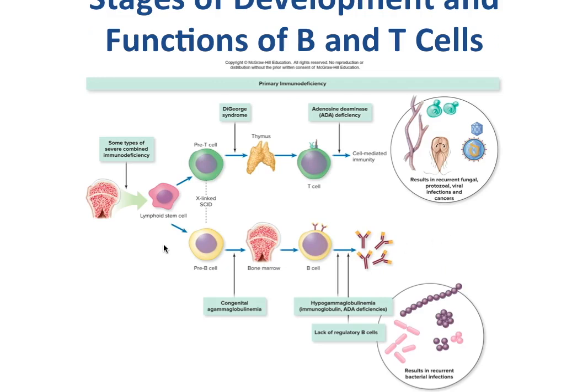We can see this diagram shows that B cells and T cells come from the stem cells in the bone marrow. The B cells mature in the bone marrow, and the T cells mature in the thymus. The B cells make antibodies to fight against bacteria, and T cells induce cell-mediated immunity to fight against protozoa, fungi, and viruses.